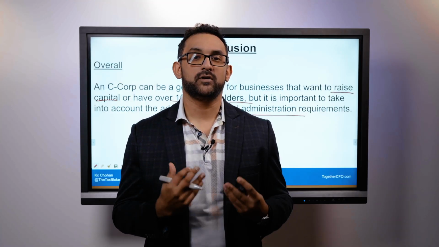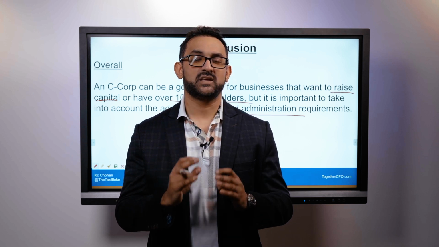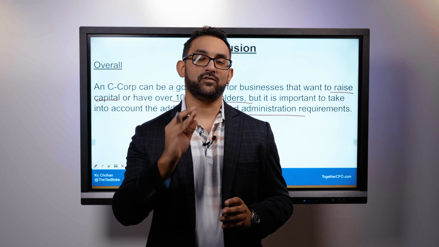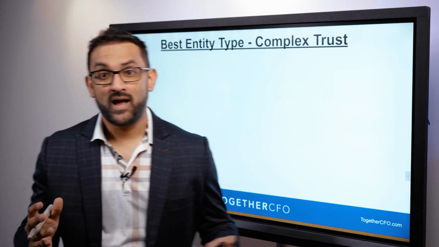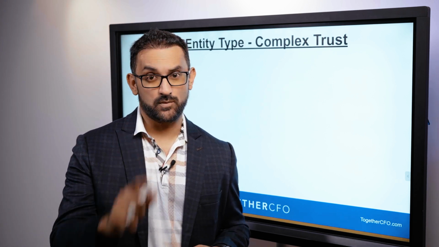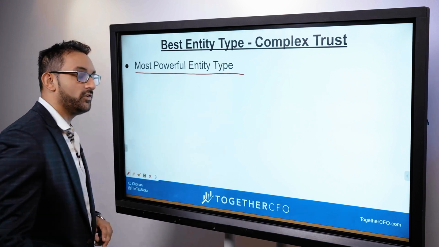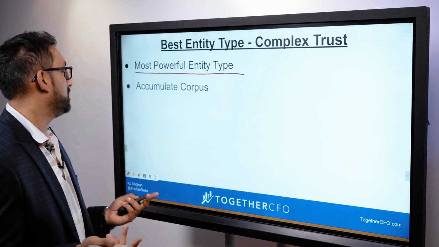Personally, my favorite type of business entity is a complex trust because it offers you so much more bang for your buck and can provide you and your family so much more value at a much lower cost. I think the best business entity to use is a complex trust, and here's why. It's so much more powerful than a C Corp, an S Corp, or an LLC because you can do more things with it.